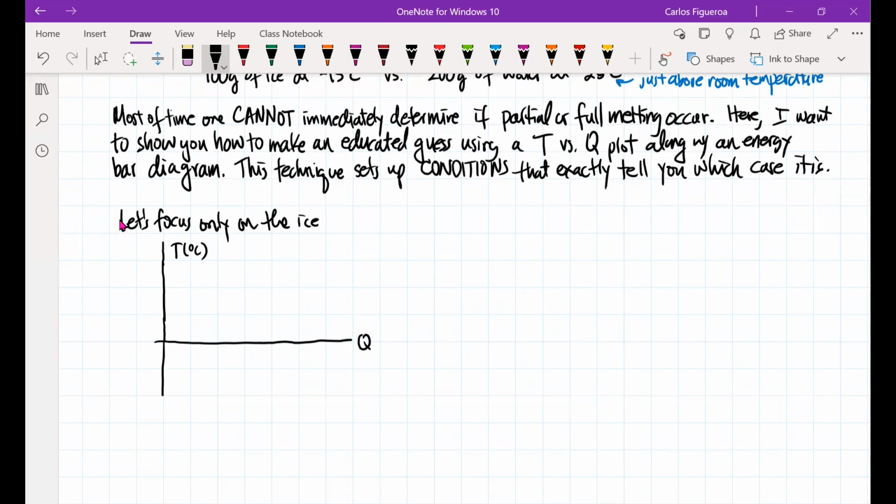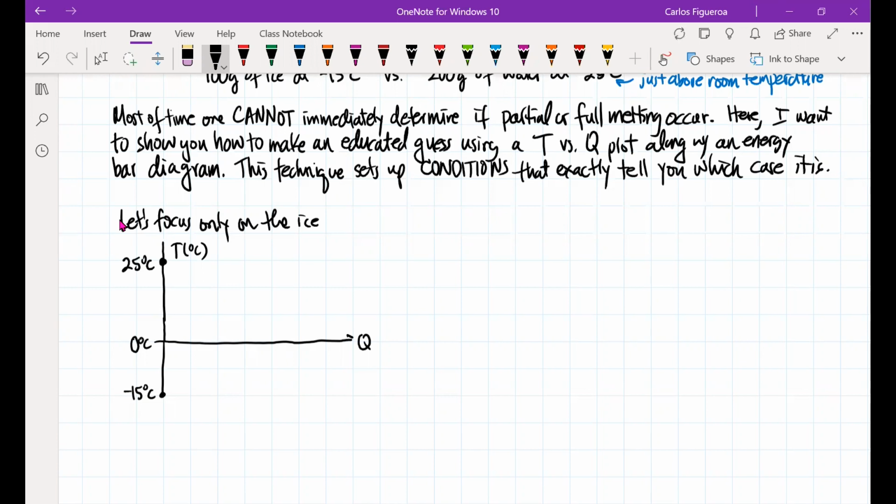So what do I know here? I'm going to set this to be my Celsius degree line right here. And then this point right here, I'm going to make this minus 15 degrees C. Now note, I'm only going to focus on the ice. Later on, I will bring in the warm water. So it's looking something like this here.